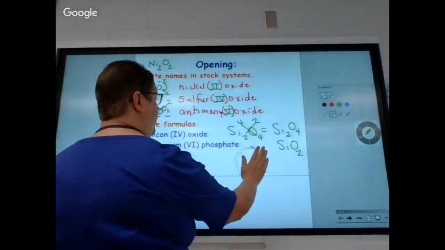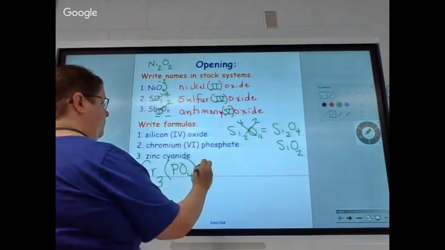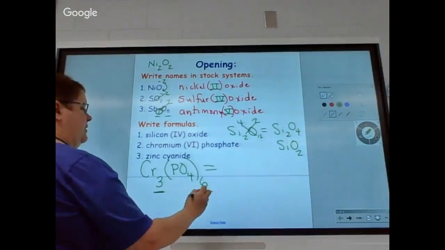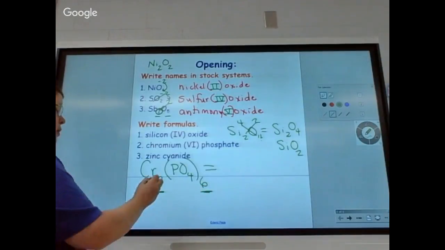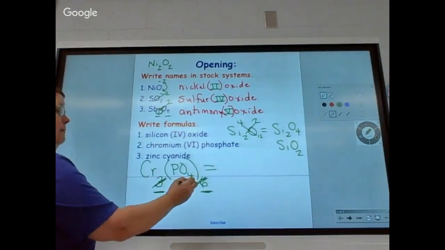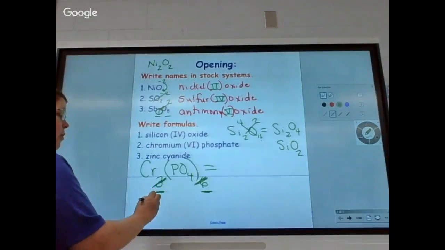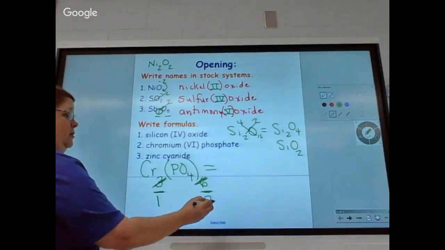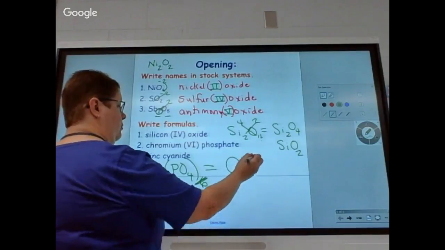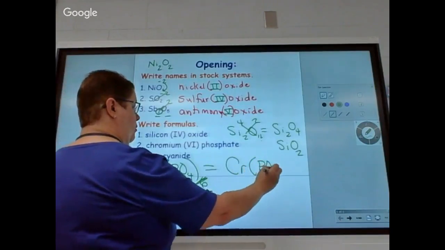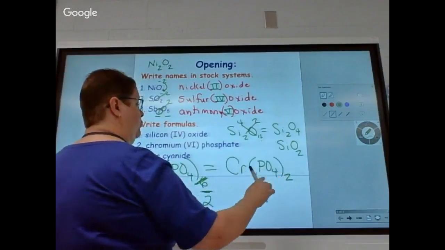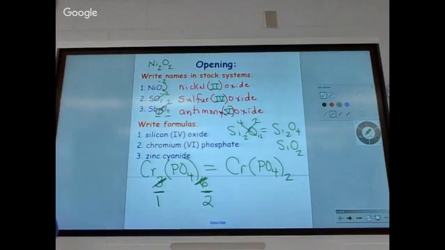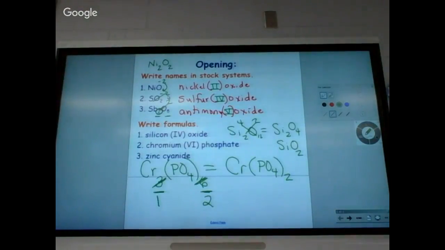So what are you going to do with this? You're going to take this 3 and this 6, and you're going to do what with them? You're going to reduce. So that's going to reduce by what? 3. So that's going to become a 1, and this is going to become a what? 2. So you're going to change it to CrPO4 with a 2, because you're going to reduce. Okay, so even ionic compounds that have metals in them will reduce. They don't happen very often, but they do happen.